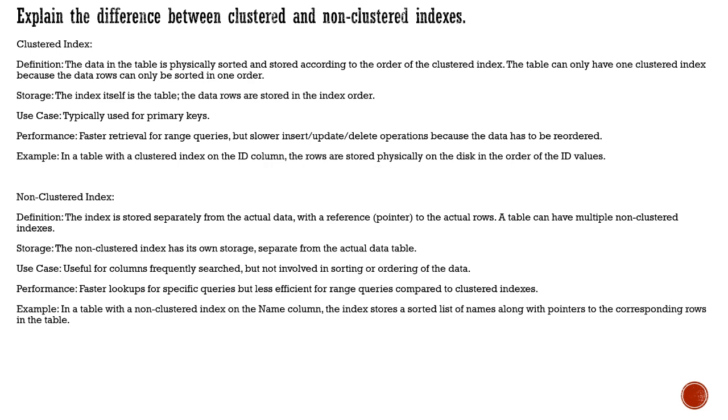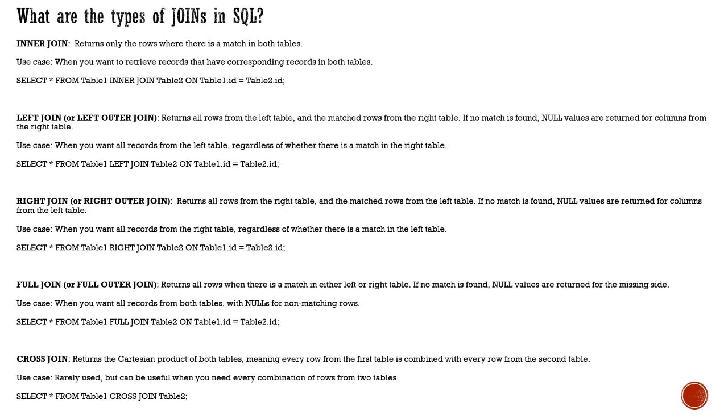And it has its own storage. Basically, it's a separate actual data set, a data table, and this is commonly used for columns which are frequently searched but not involved in sorting or ordering of the data. Okay? It is used, but not in that context. Performance-wise, it is specific but less efficient for range queries compared to the clustered index. So that's what the difference is about.